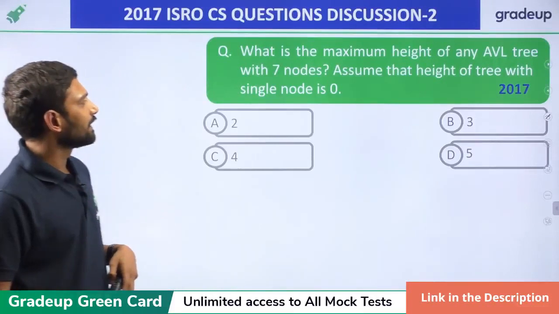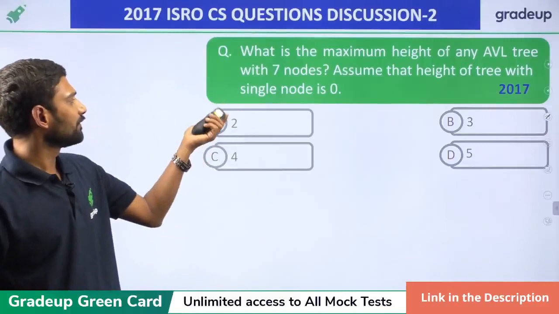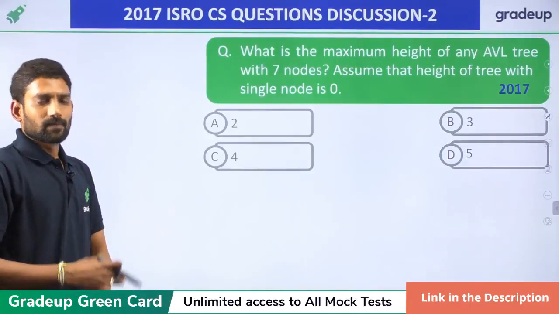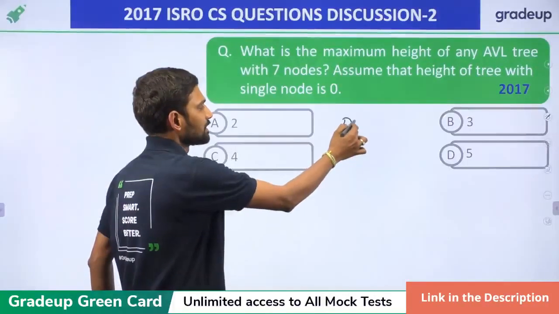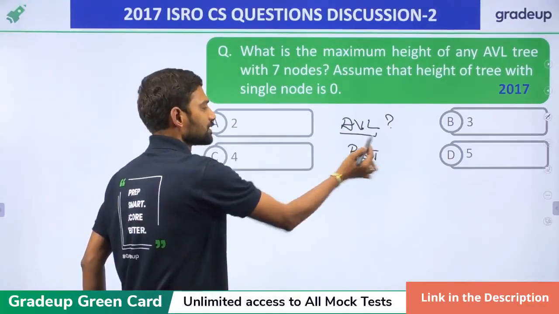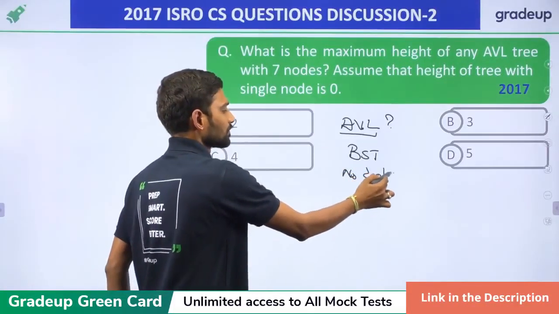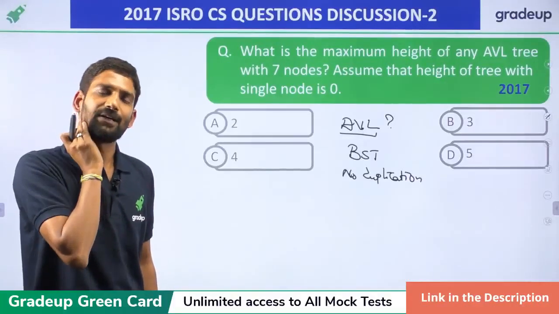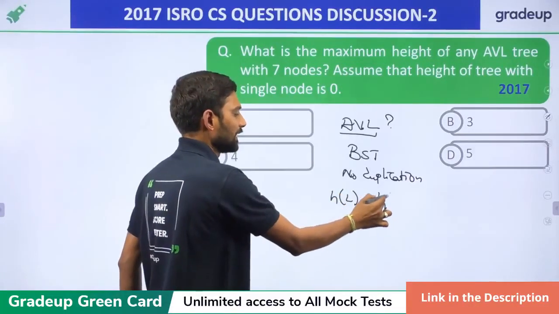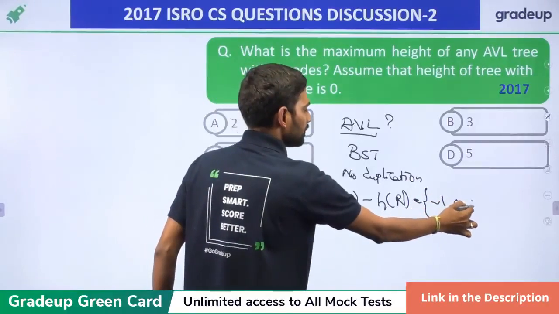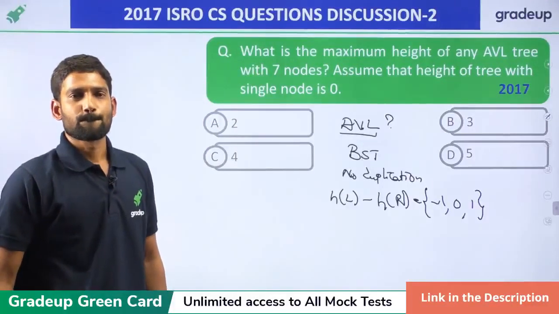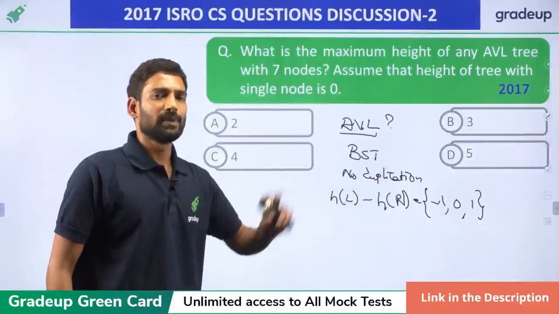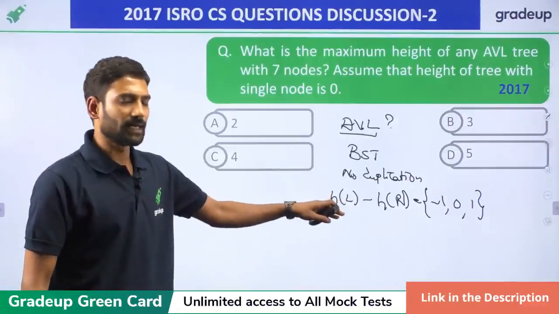Next, what is the maximum height of any AVL tree with 7 nodes? Assume that the height of a tree with a single node is 0. AVL tree, again, is a binary search tree. What does AVL tree mean? It should satisfy some properties: it should be a binary search tree, with no duplication, and the first and foremost, main property of an AVL tree is that the height of the left subtree minus the height of the right subtree can be either -1 or 0 or 1. At any node, its left subtree's height and right subtree's height difference should be either -1 or 0 or 1. This is what we call the balancing factor.